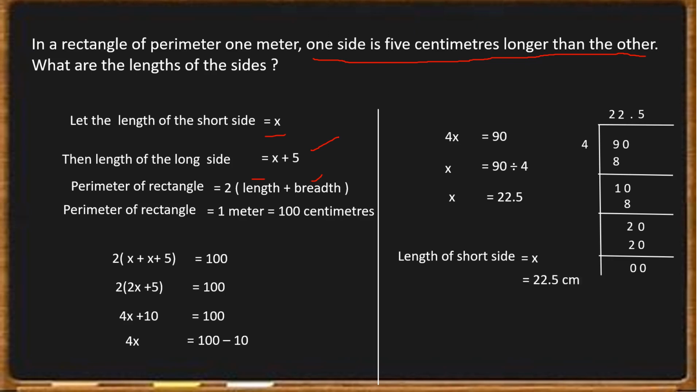So the length of the short side was taken as x and we got it as 22.5 centimeter. And the length of the long side is taken as x plus 5, and we will get it as 22.5 plus 5, which is the same as 27.5 centimeter.